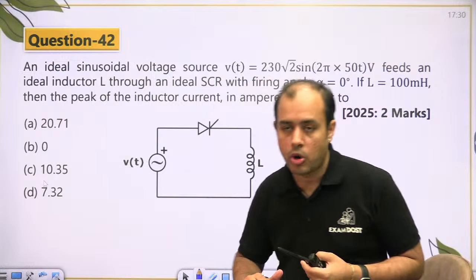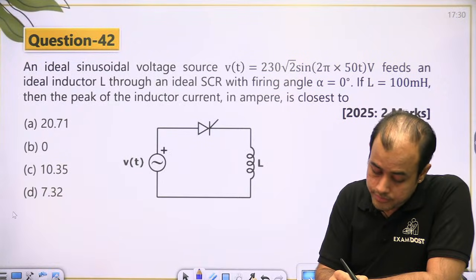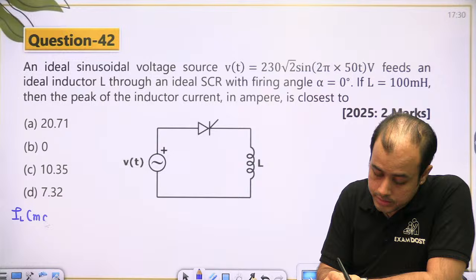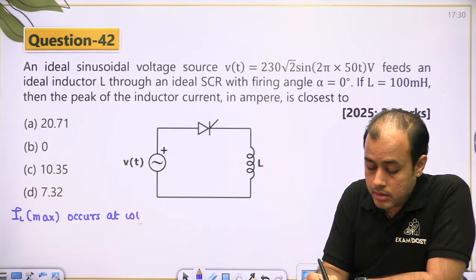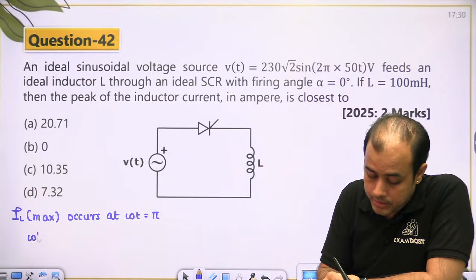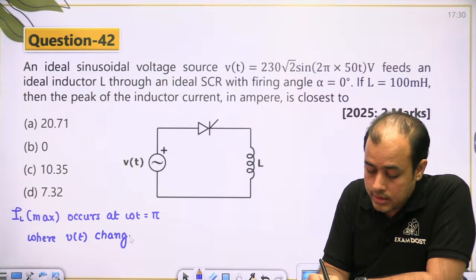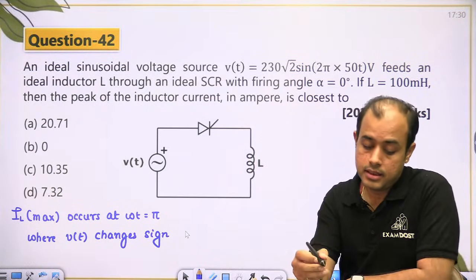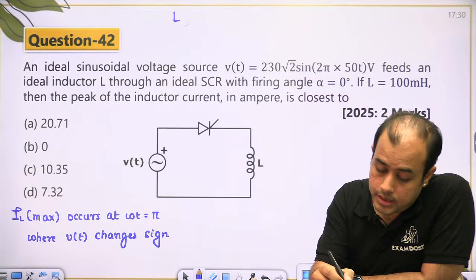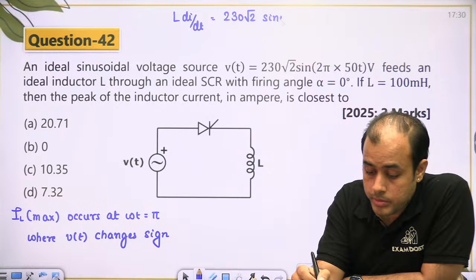और अगर आप क्वेश्चंस देखोगे बहुत बेसिक होते हैं बेटा. Now beta, IL max occurs at omega t equal to pi where voltage changes sign. ये मैंने आपको समझाया था ना. जब वोल्टेज पॉजिटिव से नेगेटिव जाती है तो वहां पे करंट का मैक्सिमा आता है. तो नाउ आई विल से L di by dt is 230 root 2 sin omega t.